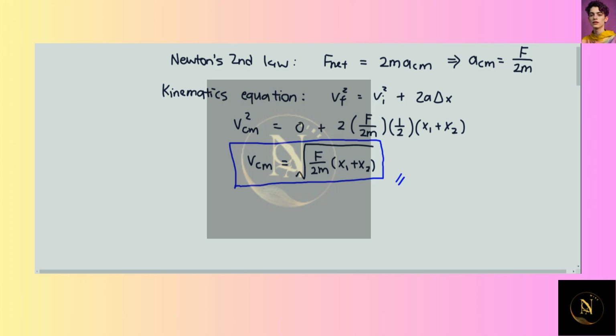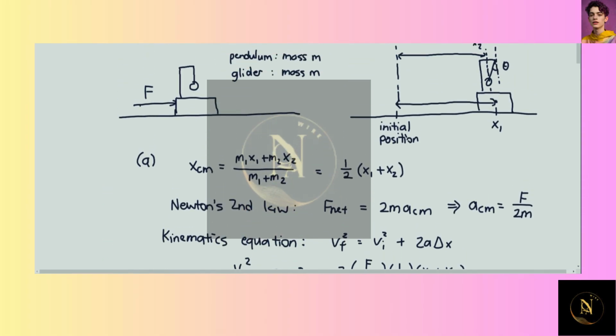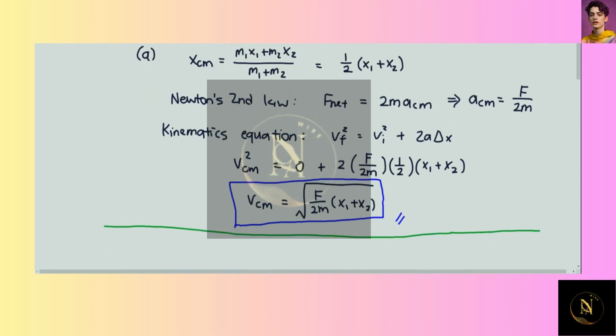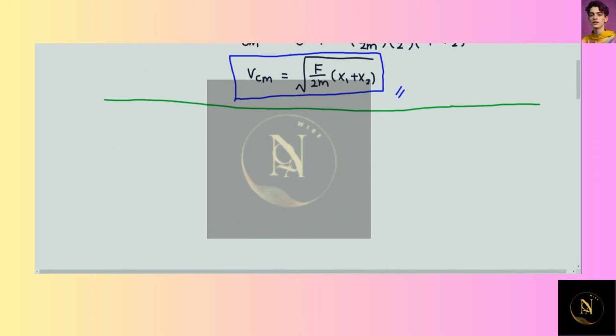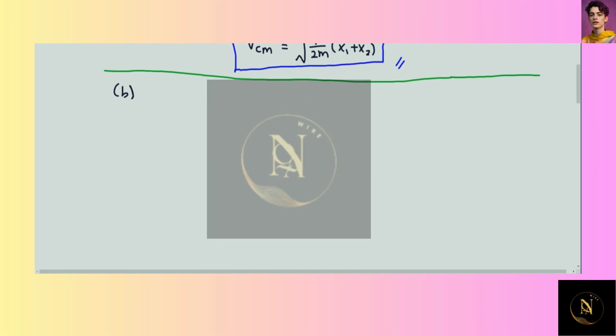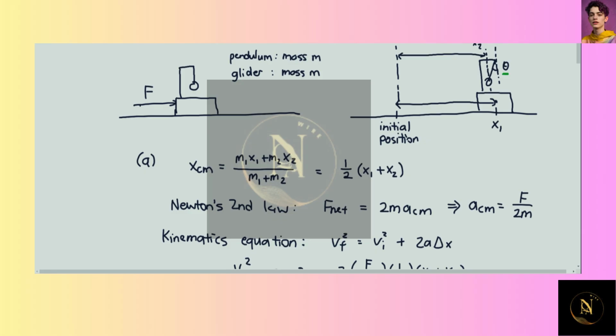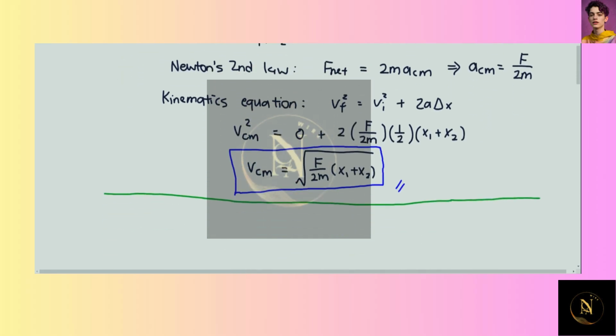Then we move on to part B. In part B, we want to find an expression for the largest angle the chord makes with the vertical, meaning we are interested in finding this angle, the largest angle.